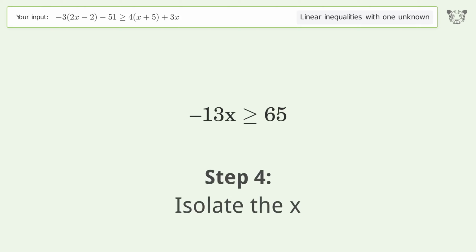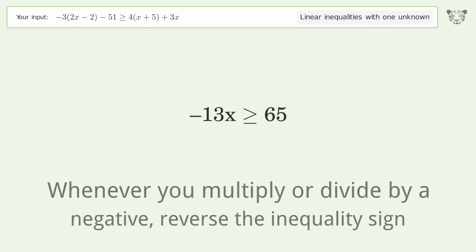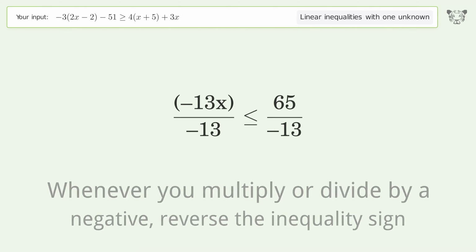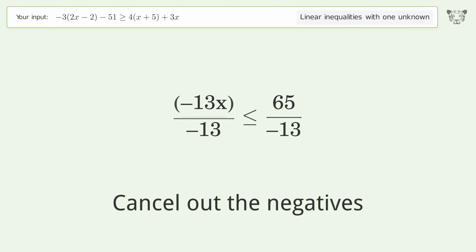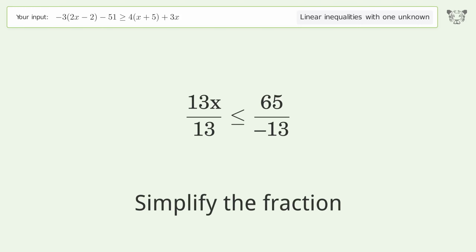Isolate the x. Divide both sides by -13. Whenever you multiply or divide by a negative, reverse the inequality sign. Cancel out the negatives. Simplify the fraction.